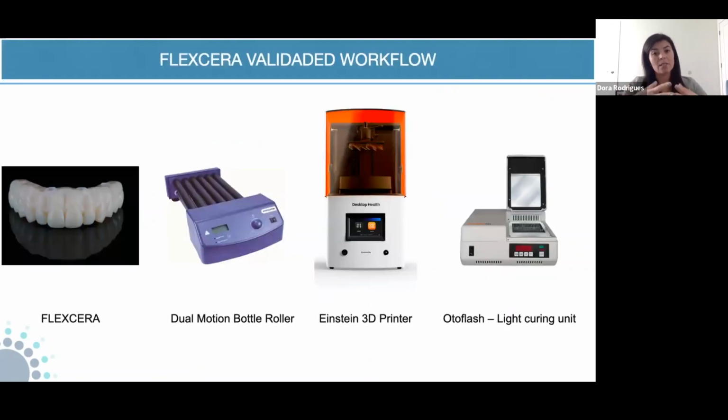So if you decide to use Flexera, and this is geared towards Flexera because it's what I use, but whatever resin you decide to use, make sure that it's validated for your workflow, because you cannot use a resin in a different printer if it's not validated for that, or with a different curing unit. For the Flexera, I have to use a roller. There are particles inside the Flexera, the Smile Ultra Plus, that need to be mixed thoroughly, so you have to roll those bottles constantly. Then it has to be printed on the Einstein, or again, any other desktop health printer, and cured in the AutoFlash. You cannot deviate from this workflow, because if you do, you risk breakages and maybe not entirely cured resins, and you don't want that.